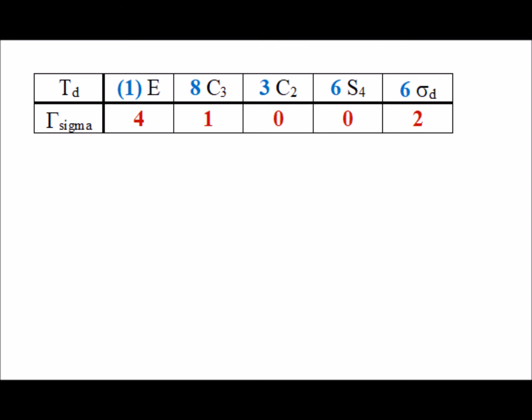For the C2s and the S4 operations, every single one of the sigma orbitals moves somewhere, so we have characters of 0. Last but not least, for any one of the dihedral mirrors, 2 of the orbitals will lie on the mirror and therefore will not move, and 2 of the orbitals will move. So we put down in red the number of orbitals that don't move under the symmetry operation. And note that those particular characters for the reducible representation gamma sigma are all shown in red.